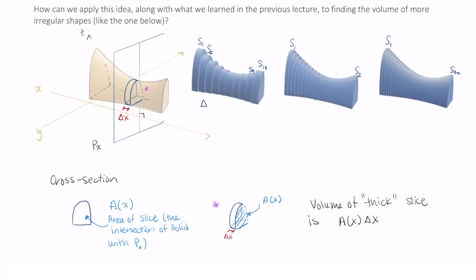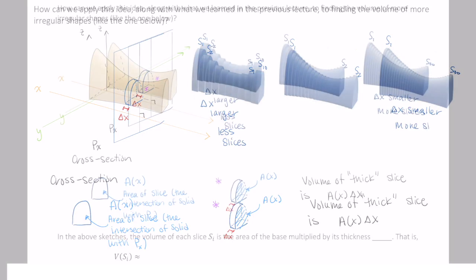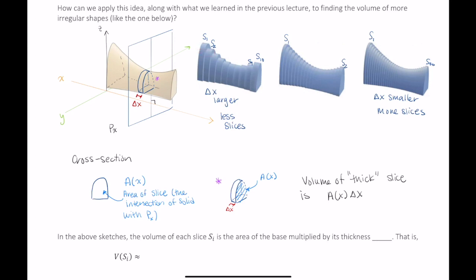And as you can see here, our thickness, our delta x is larger here. And delta x here is smaller. That is, these slices have more thickness than these ones. This means we have less slices. And here we have more slices. Now let's use these slices and delta x to estimate the volume of this larger shape.